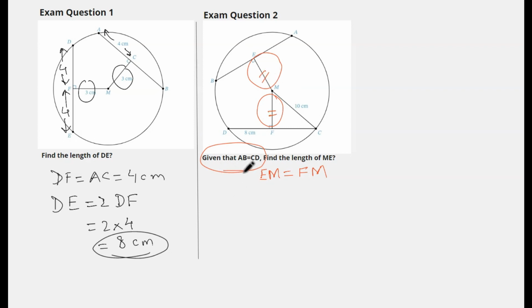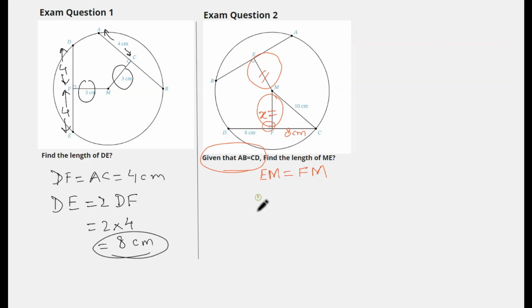Why? Because these chords are equal. Whenever chords are equal, they are equidistant from the center. So can you find this? Yes, we can. Let's call this side x. So DF is 8 centimeter, and this is basically half of the chord DC. And since this angle is 90, DF and FC must be equal. So this is also 8 centimeter by theorem 1. Now we can use the Pythagoras theorem to find this value of x, which is basically your FM.